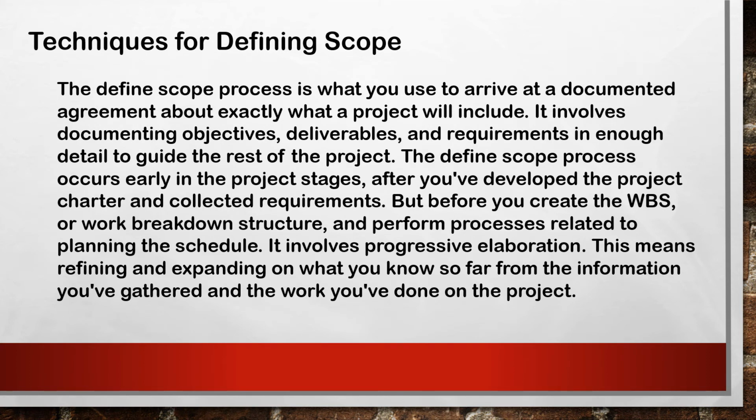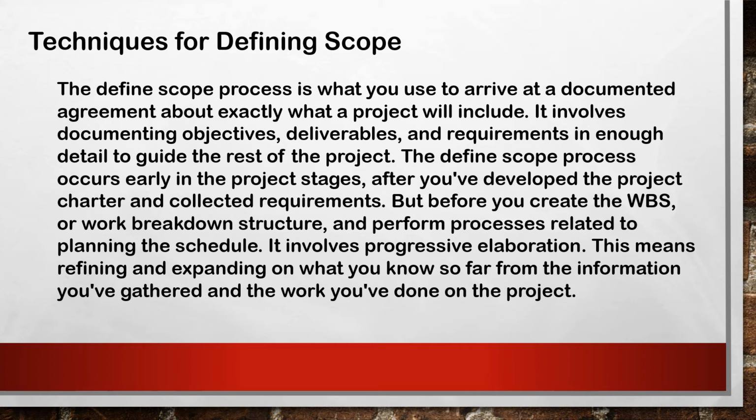Techniques for defining scope. The define scope process is what you use to arrive at a documented agreement about exactly what the project will include. It involves documenting objectives, deliverables, and requirements in enough detail to guide the rest of the project.